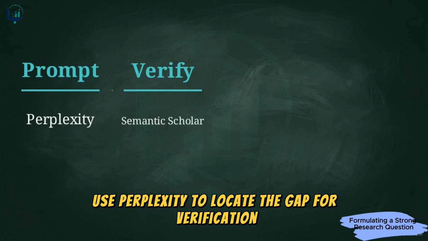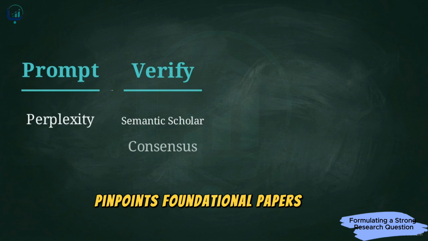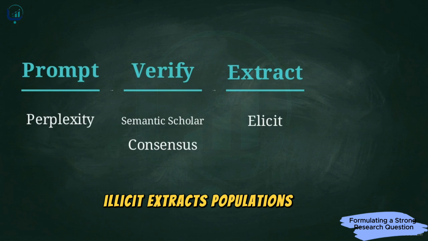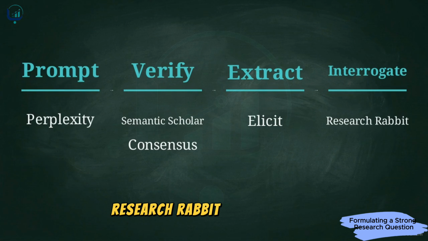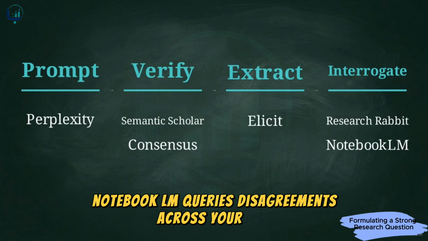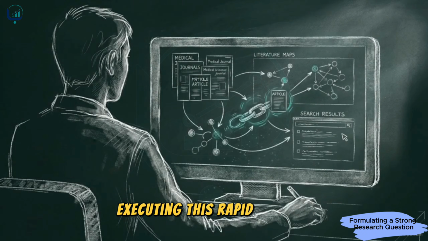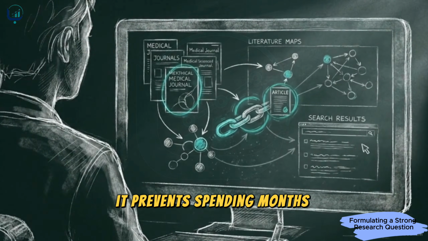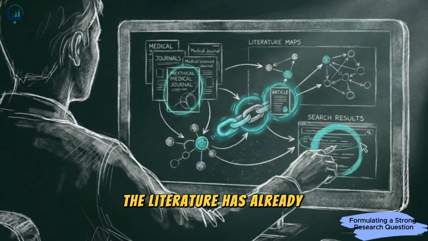For verification, Semantic Scholar pinpoints foundational papers, and Consensus evaluates the evidence. Elicit extracts populations and outcomes. ResearchRabbit maps citations. Finally, NotebookLM queries disagreements across your PDFs. Executing this rapid mapping sequence ensures you understand the landscape. It prevents spending months proposing a question the literature has already answered.